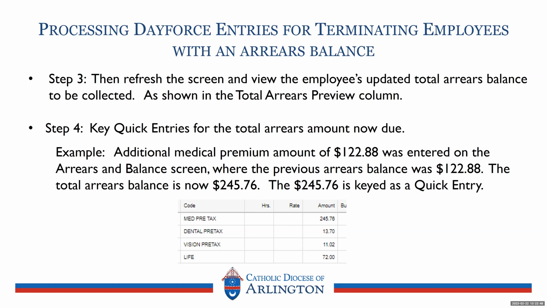So for example, in the arrears and balance screen, we added the additional medical premium amount due of $122.88. The previous arrears balance was already $122.88, bringing the new arrears balance to $245.76. $245.76 will be the quick entry amount that needs to be keyed and taken from the terminating employee's final paycheck.